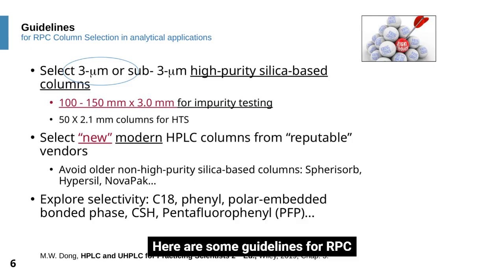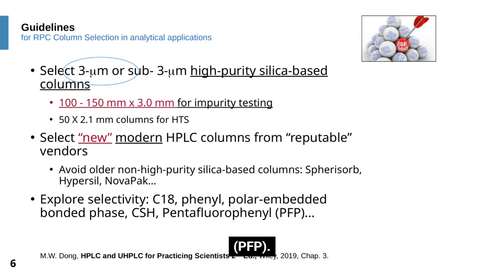Here are some guidelines for RPC column selection in analytical applications. Select 3 mm or sub-3 mm high-purity silica-based columns. Use 100 to 150 mm x 3.0 mm columns for impurity testing and 50 by 2.1 mm columns for HTS. Choose modern HPLC columns from reputable vendors and avoid older, non-high-purity silica-based columns. Explore selectivity with C18, phenyl, polar embedded bonded phases, CSH, and pentafluorophenyl, PFP.